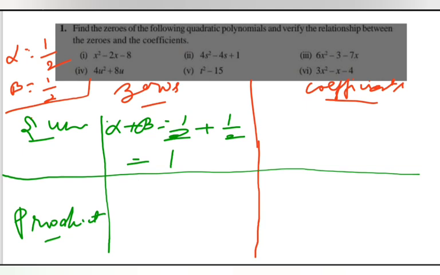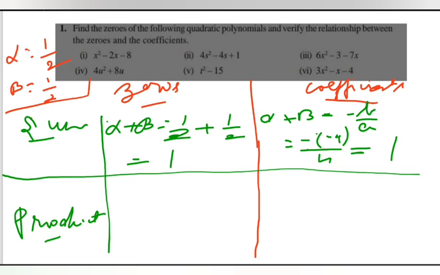So for the sum for coefficients, we have a formula: alpha plus beta is equal to minus b by a. Here b is minus 4, so minus of minus 4, and a is 4. So minus of minus 4 plus 4, 4 by 4, 1. So now it is satisfied. Previously it didn't satisfy because we didn't divide the assumed numbers by 4.